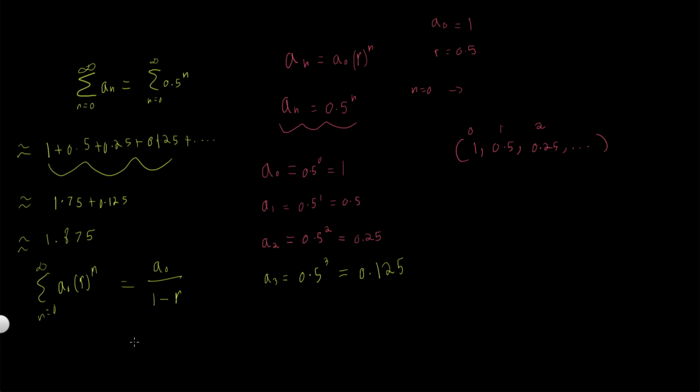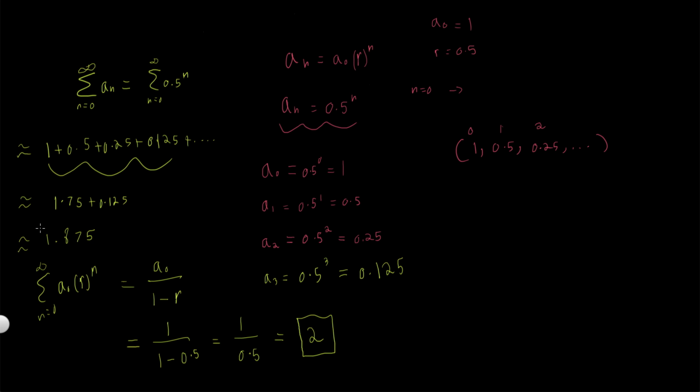So let's figure it out. Well, we know that the 0th term is just 1. So 1 over 1 minus, well, the rate, or the r, is 0.5, right? So 1 over 1 minus 0.5 is 1 over 0.5. And 1 divided by 0.5 is just 2. So the infinite sum of that sequence from 0 to infinity is 2.